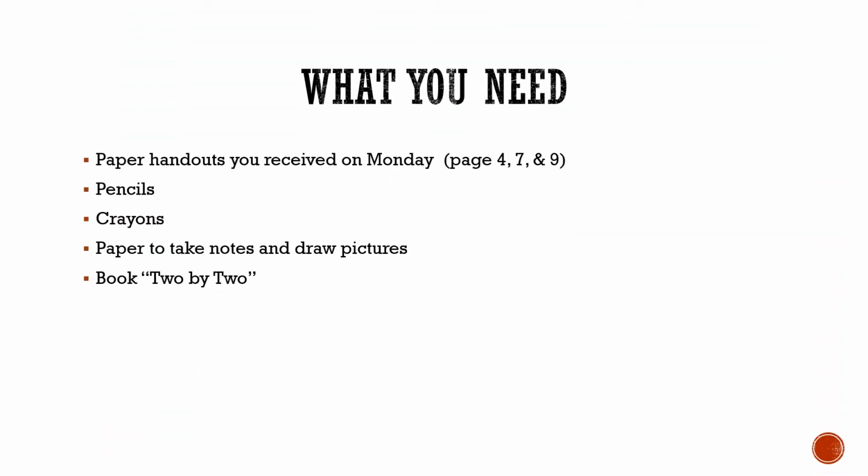Okay, guys, what you'll need, not too much. Hopefully you received your paper handouts yesterday from the Boys and Girls Club. You should receive page 4, 7, and 9. Today we're going to be looking at page 4. If you do not have these, feel free to just grab a piece of paper or something to write on, and you can draw on that instead of using the paper handout. Also, it would be handy to have pencils, crayons, markers, whatever works best for you. We will be looking at the book 2 by 2 towards the end of this week. You do not have to have it today, but it would be good for you to make sure you know where it's located.